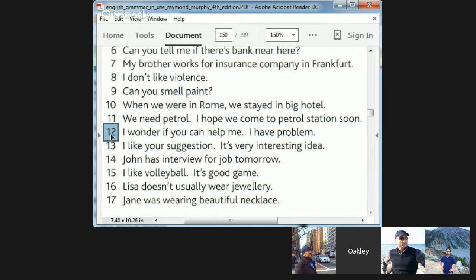Sometimes you hear trouble with an S, particularly in country western songs. All my troubles. But technically speaking, it's uncountable. Okay, JK, number 13.